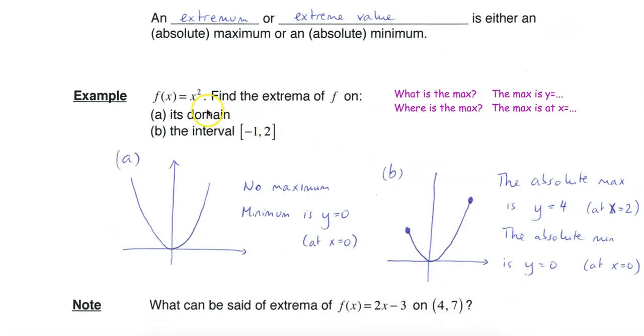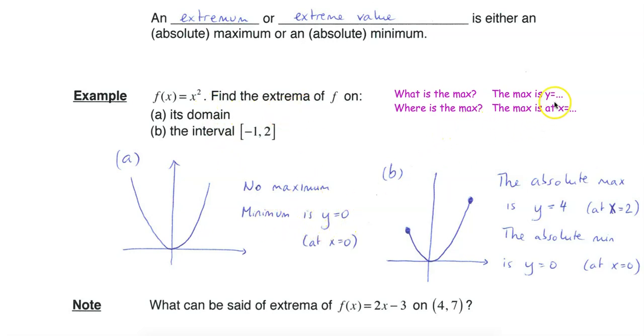So in the example here, we have the function f of x equals x squared, which we all know how to graph. If we are looking for the extrema of this function, we are looking for the highest point and the lowest point. The minimum is y equals 0. This is as low as it gets. And now for the maximum, there is no maximum because we can always go higher. Notice that to answer the question what is the minimum here, the minimum is y equals 0.